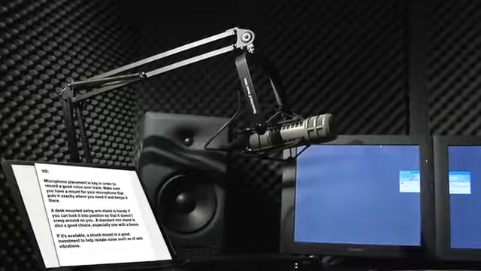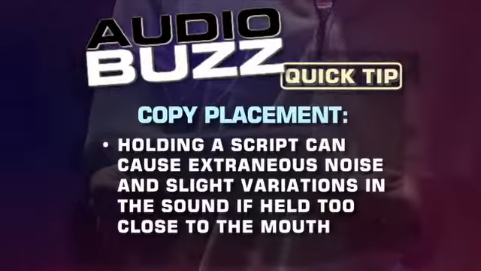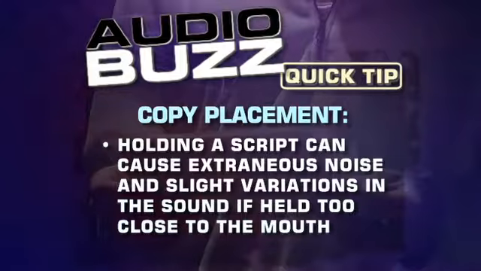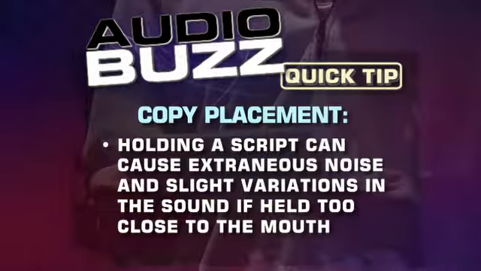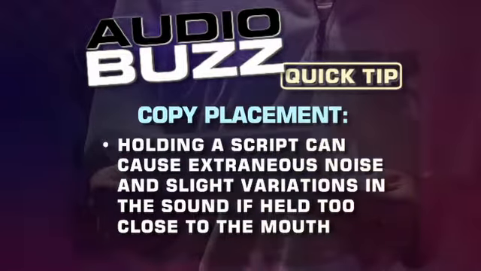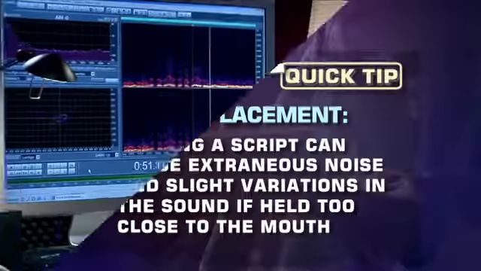First, make sure the font on your voiceover script is big enough to read comfortably from a distance, and place your script in a place where you can easily see it when you're up in front of the mic. It's best to have a copy holder, some type of stand, or even tape your script to the wall rather than holding it. Holding a script can add extraneous noises such as paper rattling and shuffling, not to mention that as you move the script around, your voice bounces off the paper and back into the mic, and it can cause slight variations in the sound of your voice due to phase cancellation.